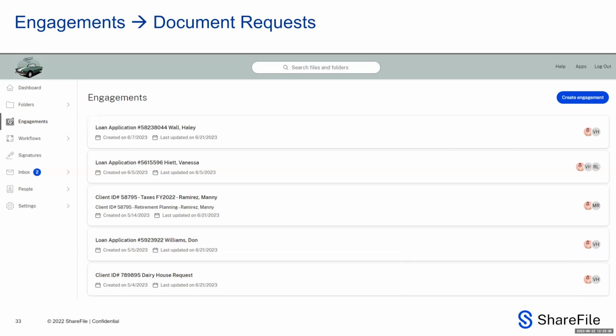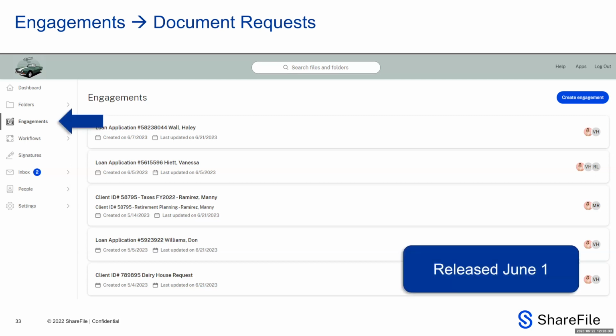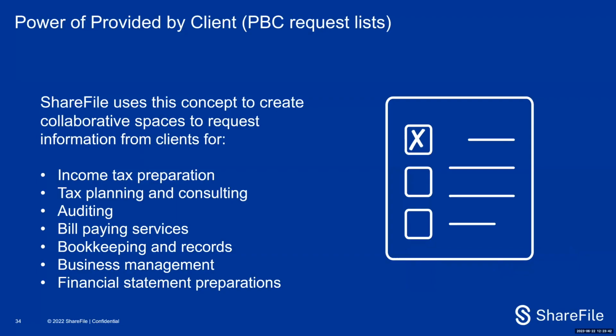So if you're familiar with the provided by client concept, this is really what's going into our engagement spaces. There's several use cases for provided by client. I have them on the screen, but you guys are familiar with them, right? You've got a client and you need to request a lot of information from them. And ShareFile does file requests really well. You can initiate that from a folder, get a link, or send an email, and that can allow your client to upload a large batch of files for your review.